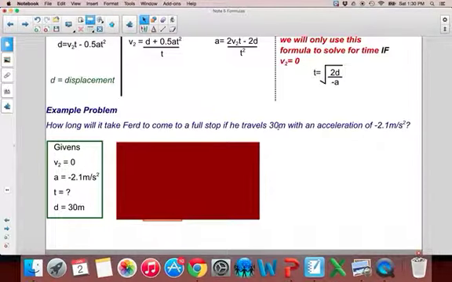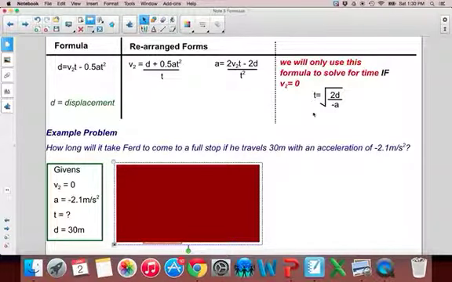And he does it in 30 meters. So we're going to use that formula. Again, how long will it take? So I'm looking for t. It's going to have to be this one, and I can use it because v2 is 0.